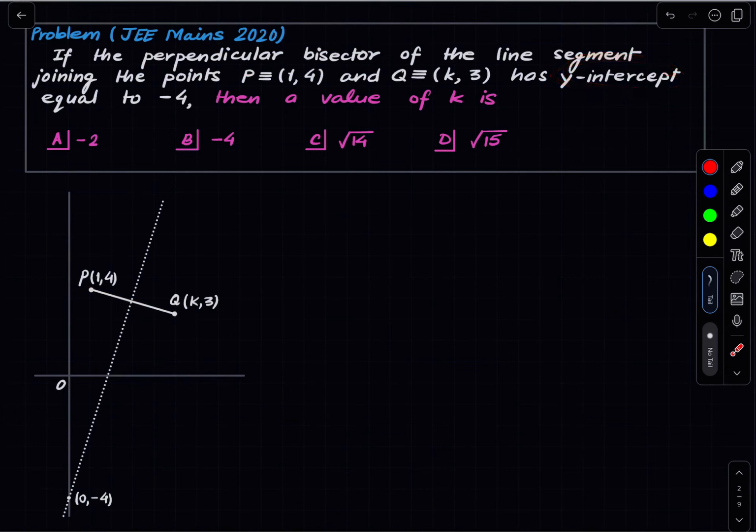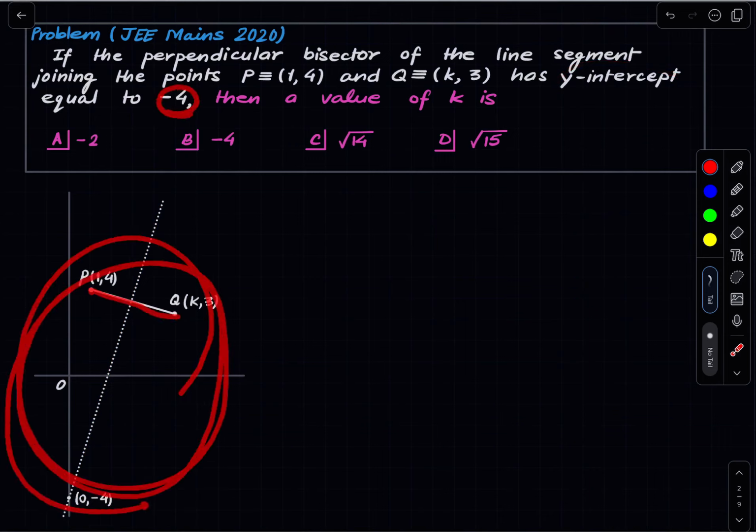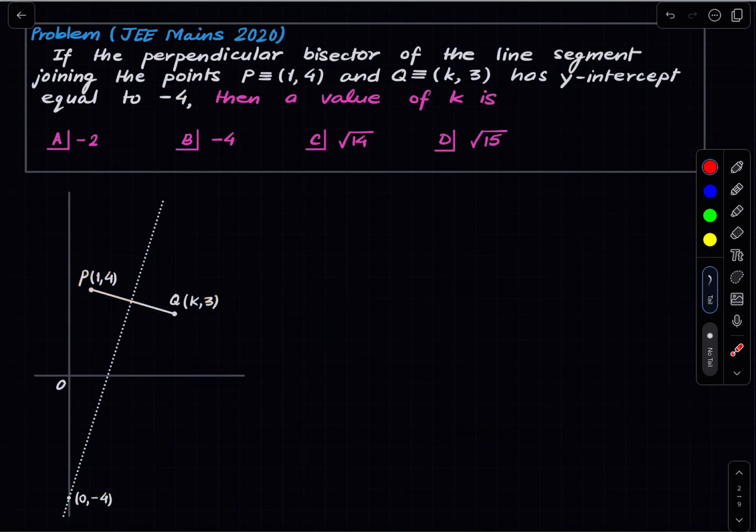What is the meaning of y-intercept? Y-intercept means the y coordinate of the point of intersection of a line with the y-axis. So you draw the perpendicular bisector. Wherever it intersects the y-axis, you record the y-coordinate of it. So the y-intercept of the perpendicular bisector of these 2 points is given to be -4, and I have depicted that in this figure. Then we need to find what is a possible value of k.